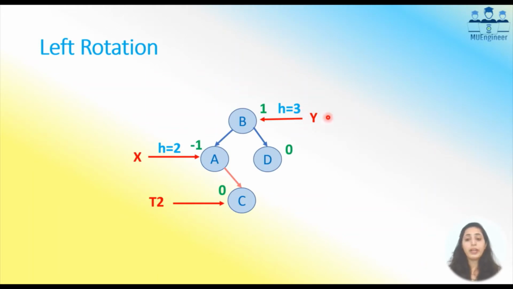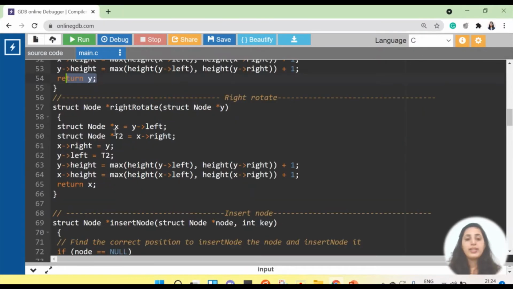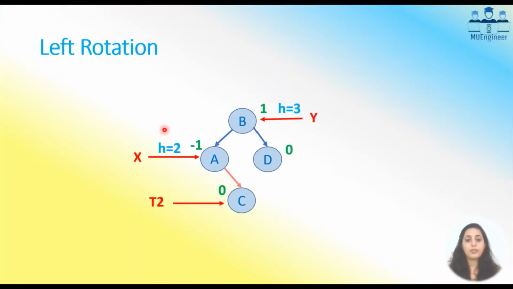So Y is returned as a return type because here, after performing these rotations, the root of this tree is changed. Earlier it was A, now it is B. So whoever is the root, I have to return that. That's why I'm returning Y. I have performed the left rotation. Next, let's go and see the right rotation.